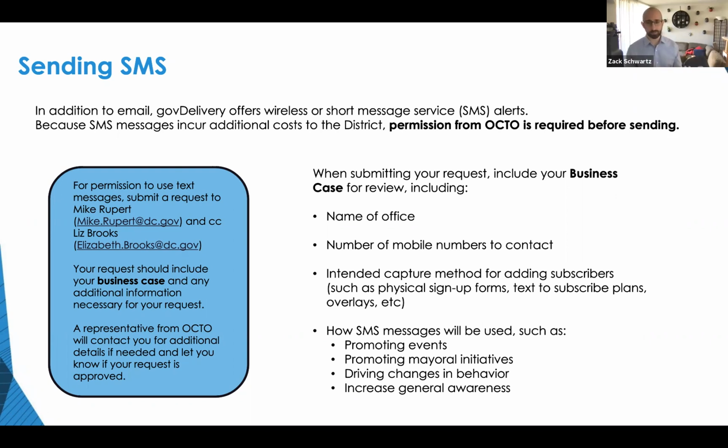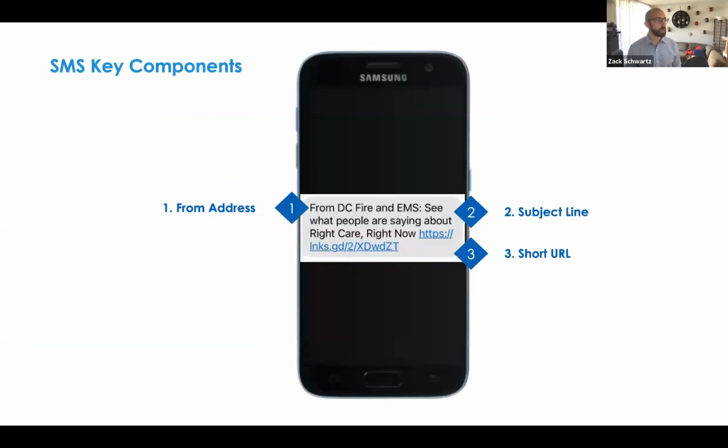Once you do have that permission, some of the things you might use SMS for would be promoting an event, promoting an initiative, or increasing general awareness. People have their phones on them. There's a lot of different things you might use SMS for, but make sure you include that case in your request. So the components of an SMS, it's a lot simpler, obviously, than an email.